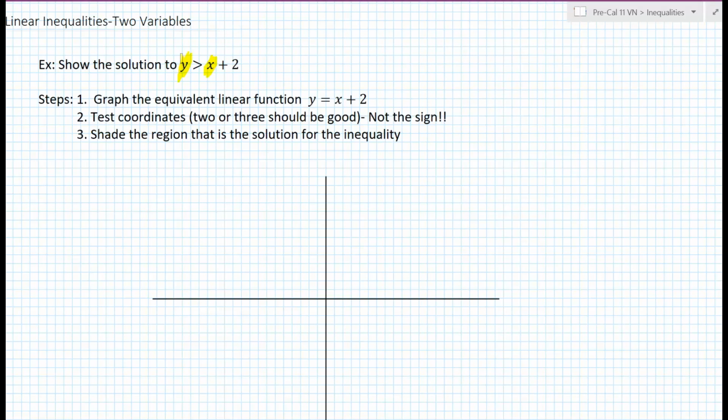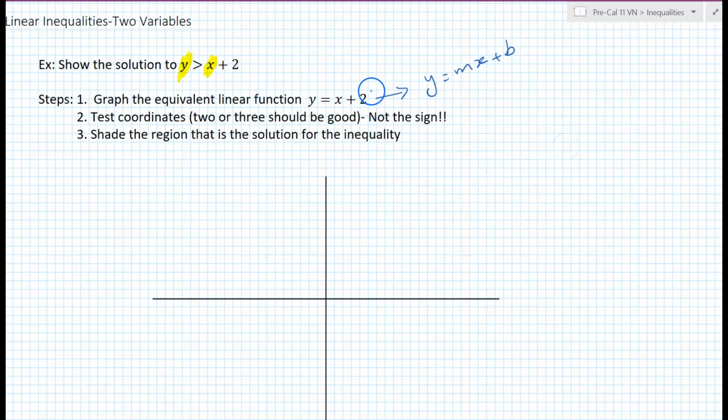Now, to show the solution for this inequality, the very first thing you have to do is treat this inequality like an equation and treat it like a linear function. That means a line. Remember mx plus b? That looks like y equals mx plus b, which is a linear function. So we're going to graph that. Let's graph it quickly, and I know that you can do this.